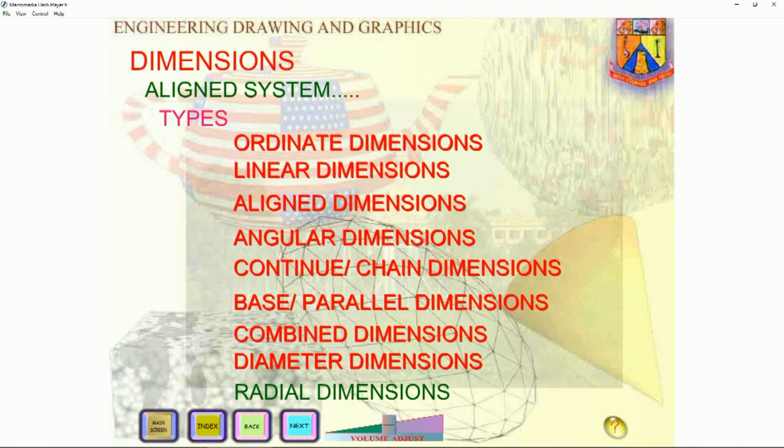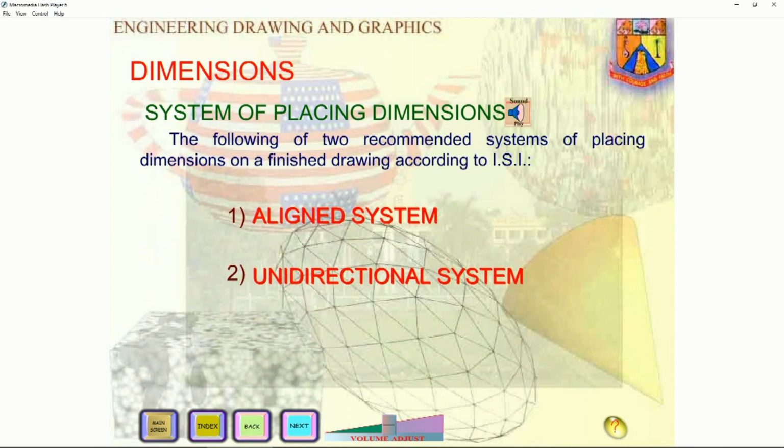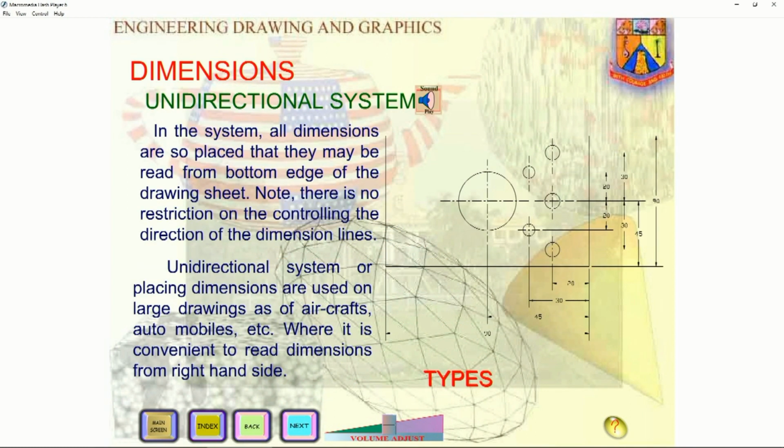So, this is the aligned system. Here there are many types; I will come back to that next. Then unidirectional. Whether it is horizontal dimensioning or vertical dimensioning, the lettering or text placing should be horizontal, in only one direction. This is the example here. Try to look at the picture. That picture shows the unit value of the dimension or text should be placed horizontally. So, that is the unidirectional system.